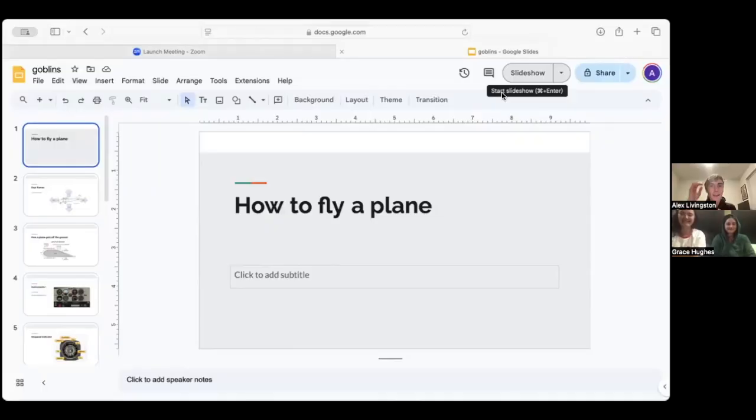Can I share my screen? Yeah, I think so. Can you see it? Yes. Okay. Can I just go first? My first question is how to fly a plane, because we were watching the movie and we were both saying we could definitely do that. Right. But now we'll know how to do that. So this will teach you how to fly a plane.